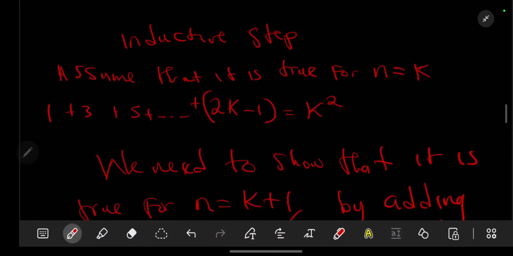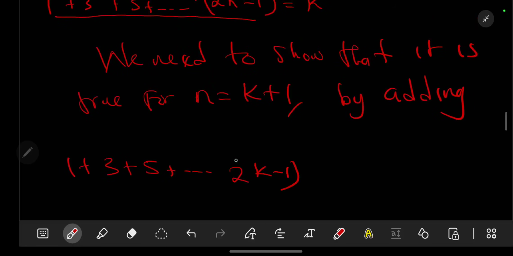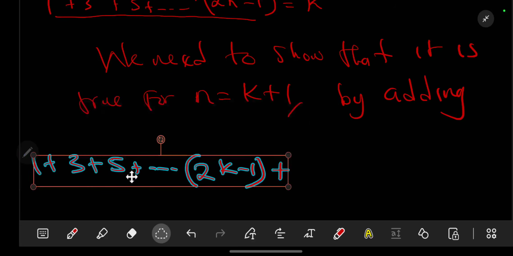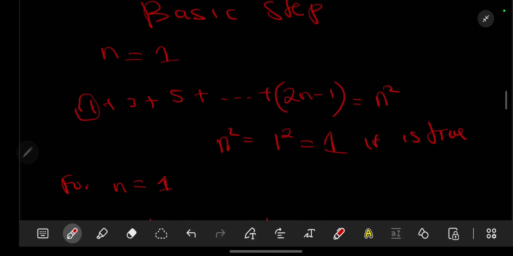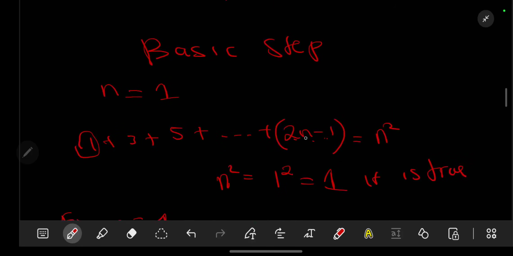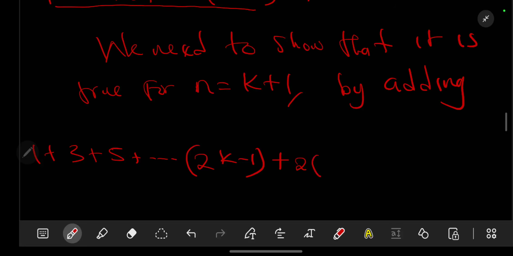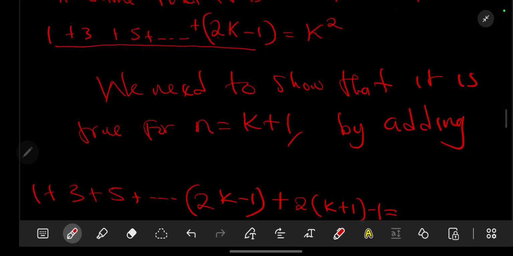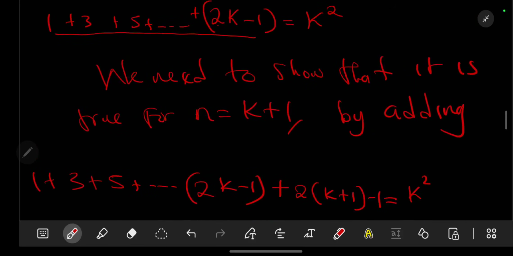Then here we are going to say k minus 1, then you are adding where n is equal to k plus 1. Remember, the last term was 2n minus 1, so where n is, you put k plus 1. So we have 2 times k plus 1, then minus 1, should be equal to, on the other side, k squared. You maintain it.